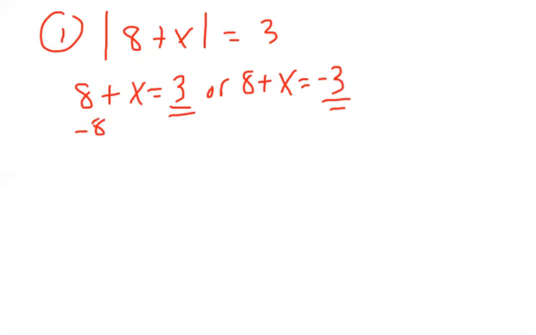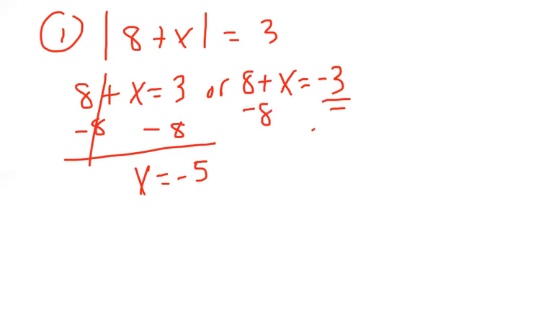Now you go about solving both of these. So you get x is equal to negative 8... okay, that's this one right here. Oh, I put negative 8. Okay, let's fix that. Negative 5. And then you're going to come over here and solve the second one.